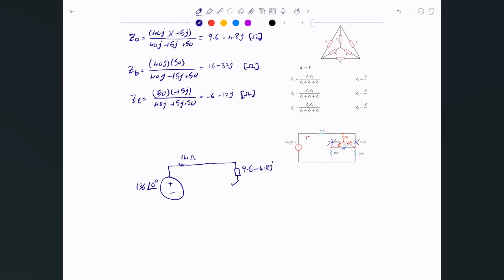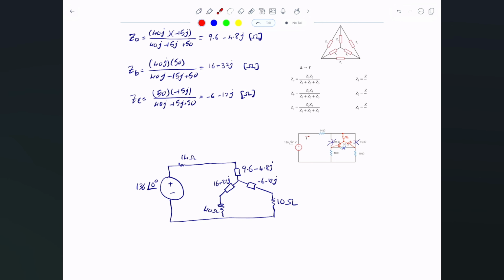Then we're going to say that this one here and this one here would be the ZB, which is 16 plus 32j ohms. And this one here is -6 -12j. What we're left with, we can just keep it as a resistor or keep it as a box, it's fine either way. So this is 40 ohms and this one here is 10 ohms.